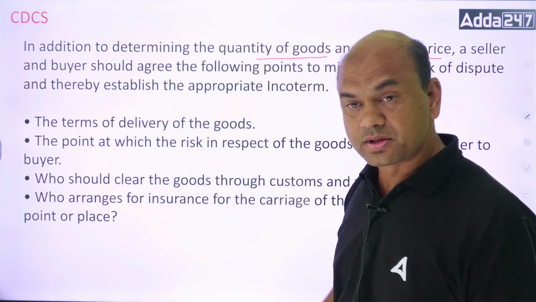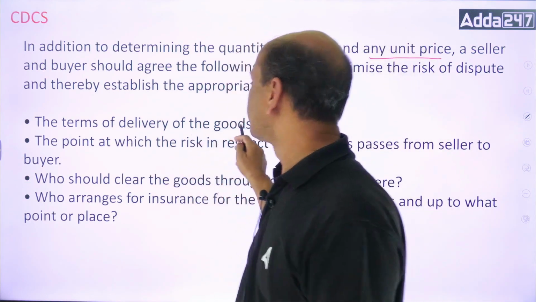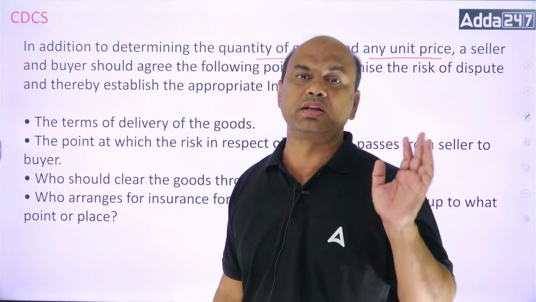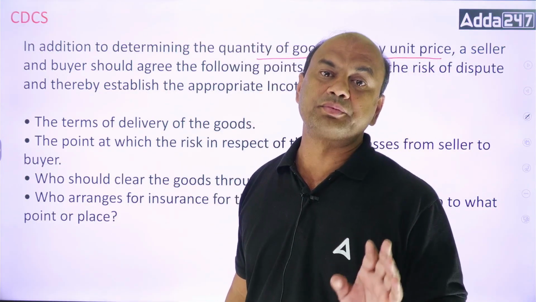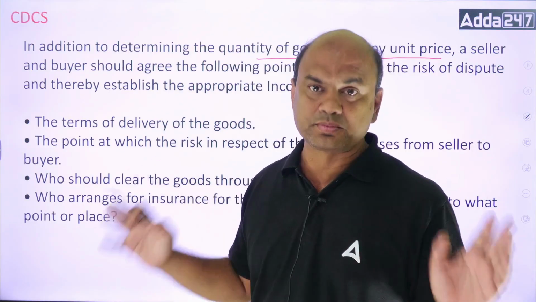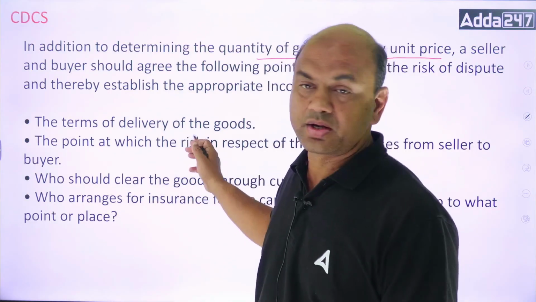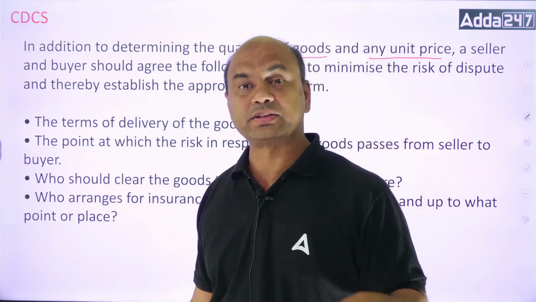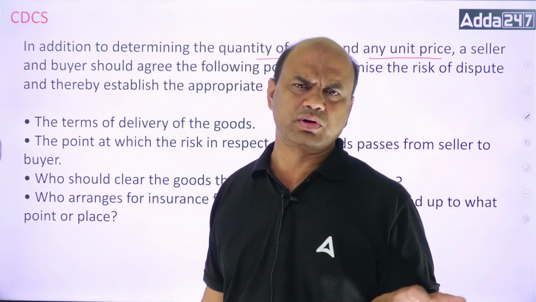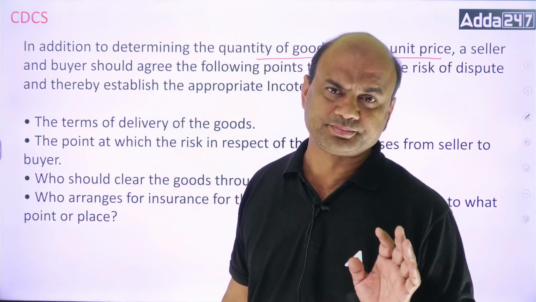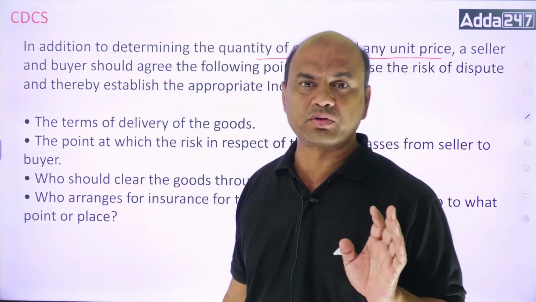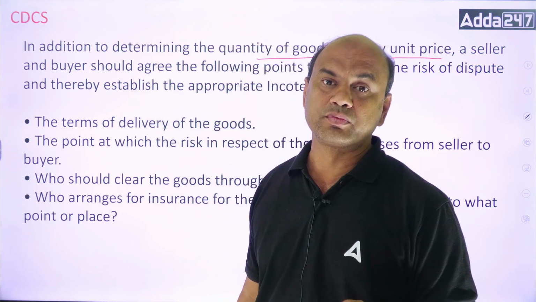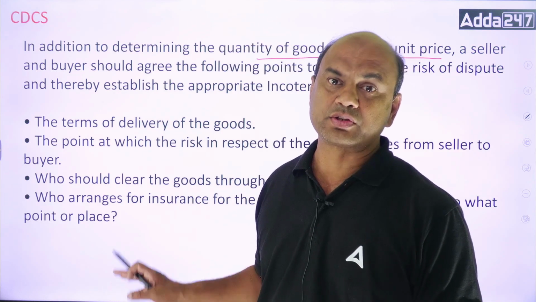So what are these terms now? The terms of delivery of goods. Terms of delivery. Now what do you mean by terms of delivery? Terms of delivery means, here comes the main part, that is Incoterms. Incoterms 2020 you can call it. Whether it's FOB, CFR, CIF, DAP, whatever you want. Total there are 11 Incoterms. Whichever Incoterm you want and is decided between the two, that's enough. That will solve the problem.